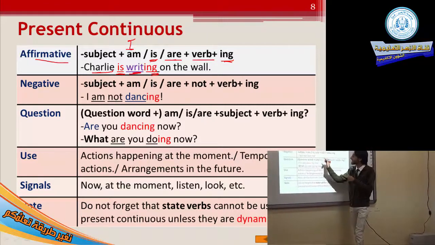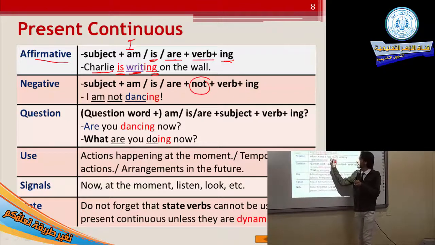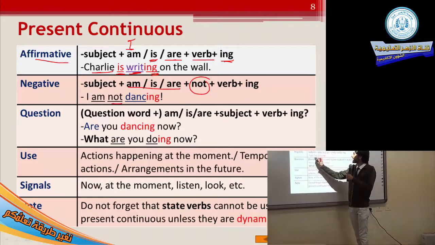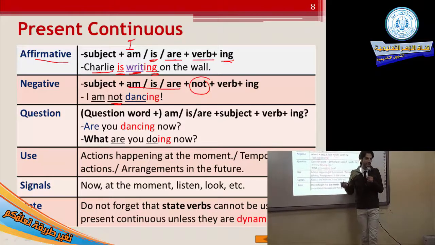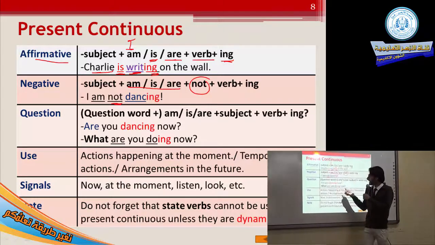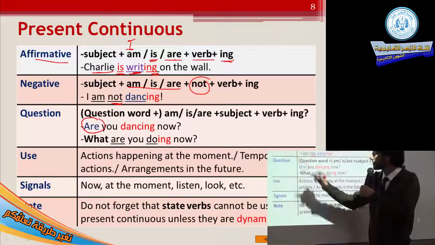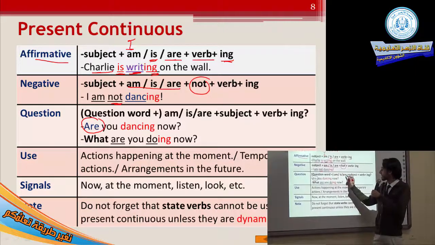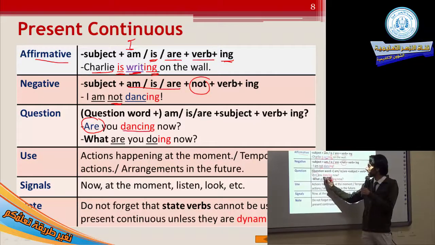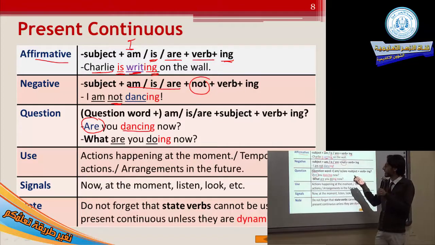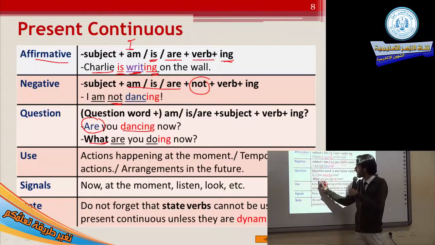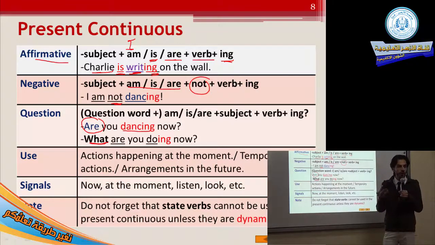In negative form, just add not to the verb to be. I'm not dancing. Any questions? If it is a yes/no question, it's going to start with the verb to be: am, is, or are. So, are you dancing now? No, I'm not. Yes, I am. What are you doing now? This is a WH question, waiting for a piece of information from the person we asked.